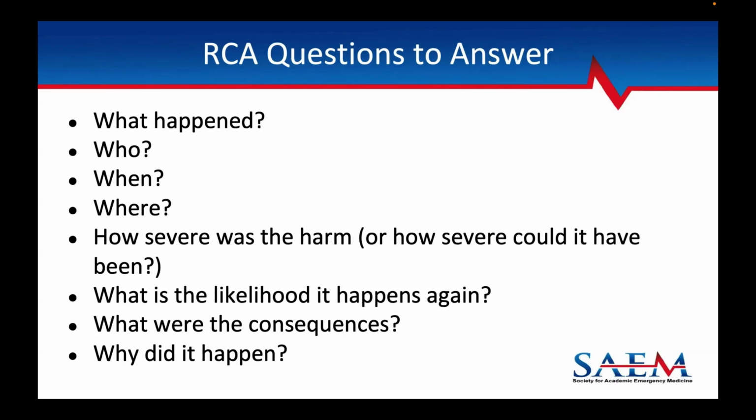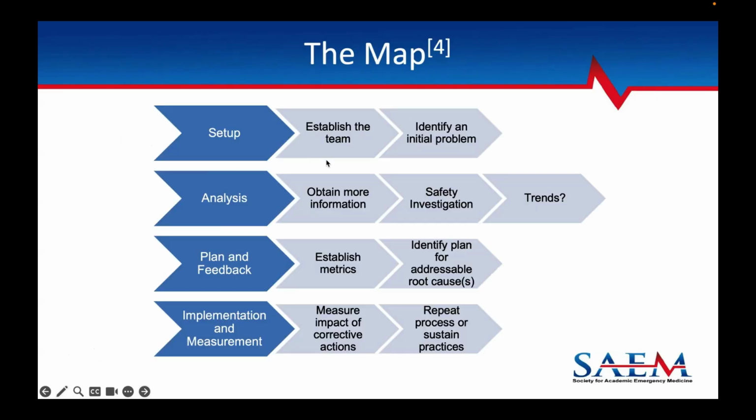The root cause analysis is kind of the same thing as your Sentinel event, but your root cause usually goes a little bit deeper. This is the one where you are now analyzing to a much deeper extent. Again, the who, what, where, why, when, how. How severe was the harm? What is the likelihood it happens again? What were the consequences and why did it happen? This last bullet point ends up being the meat and potatoes of the root cause analysis, but these are questions to be asking as you analyze.